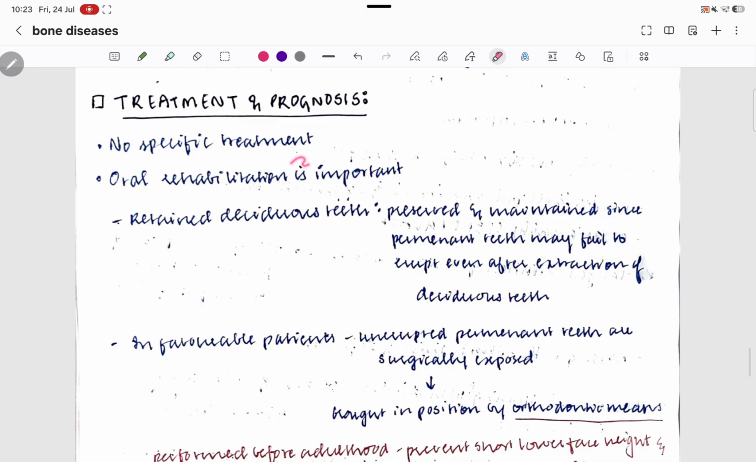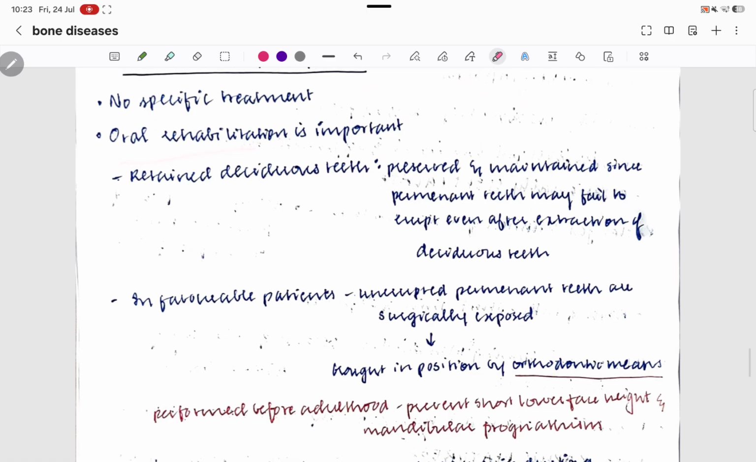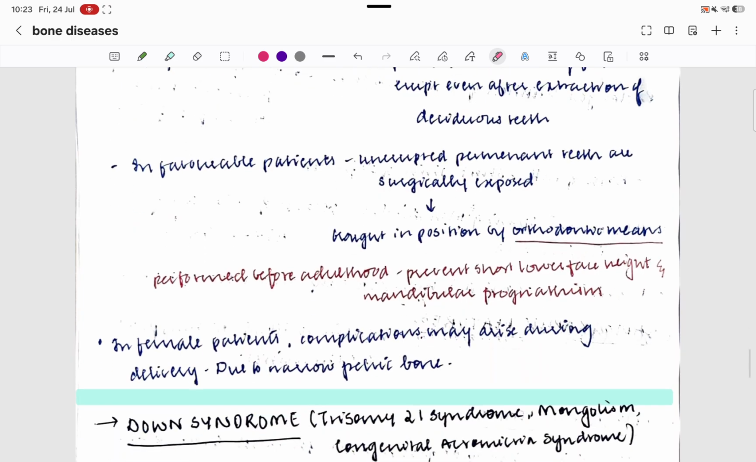Treatment and prognosis: there is no specific treatment. It is left to age to heal. Oral rehabilitation is important. If retained deciduous teeth are there, they are preserved and well maintained, since permanent teeth may fail to erupt even if you extract the deciduous tooth. In favorable patients, unerupted permanent teeth are surgically exposed and brought into position by orthodontic means. This is performed before adulthood to prevent short lower face height and mandibular prognathism.